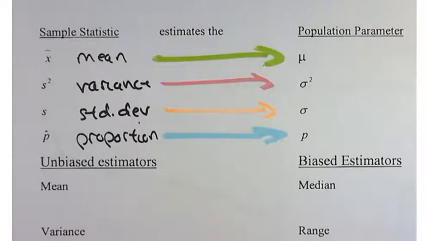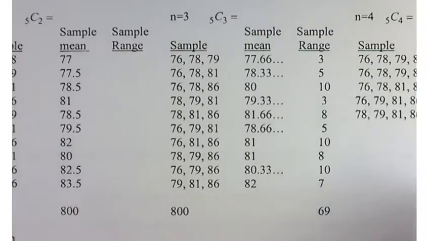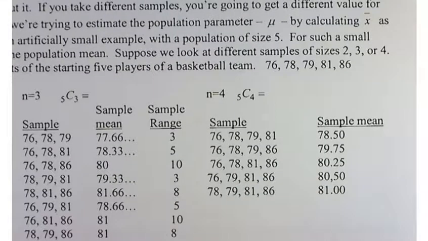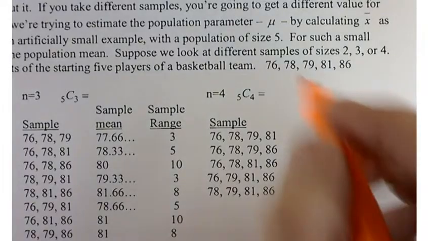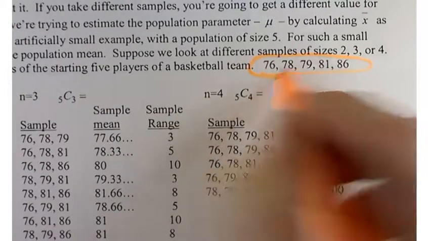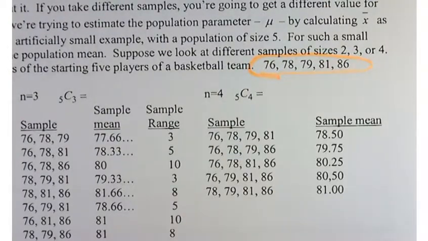So, let's take an artificially small example, and for that, I want to go to our second handout. So like I said, this is artificially small, but I want to draw a lot of conclusions out of this. We're going to look at the heights of the starting five of a basketball team. So it's these 5 heights.